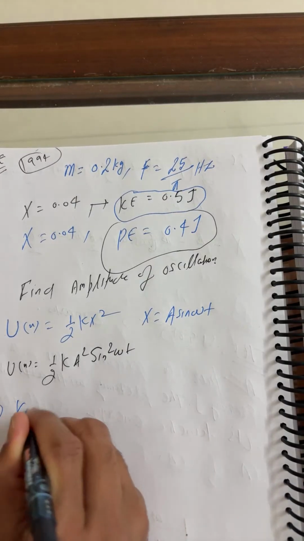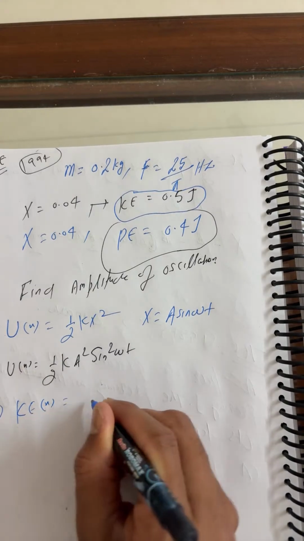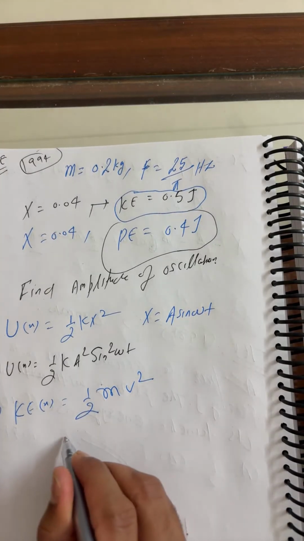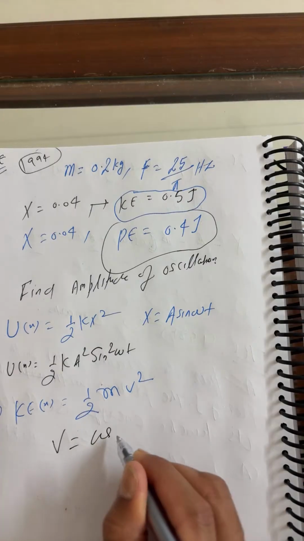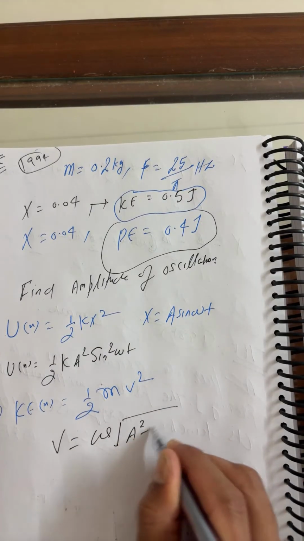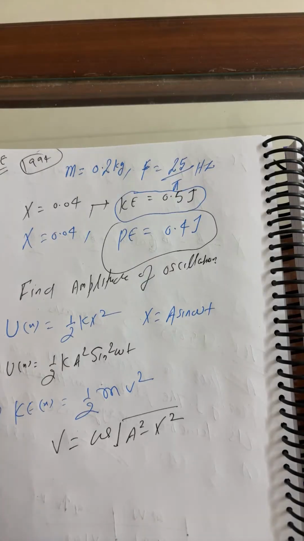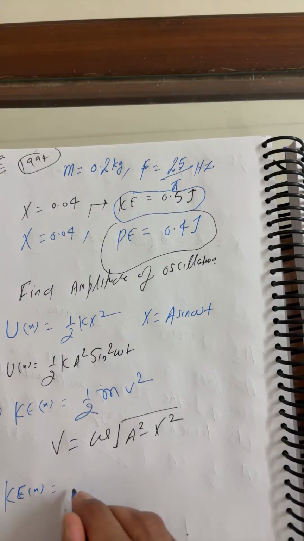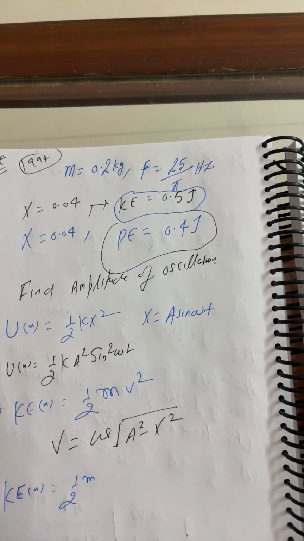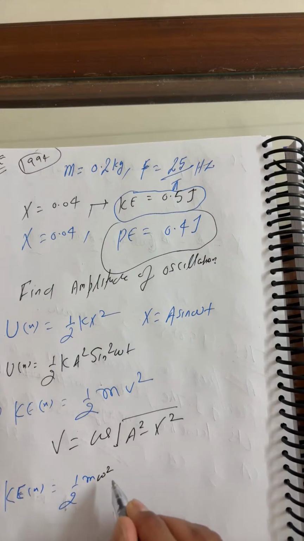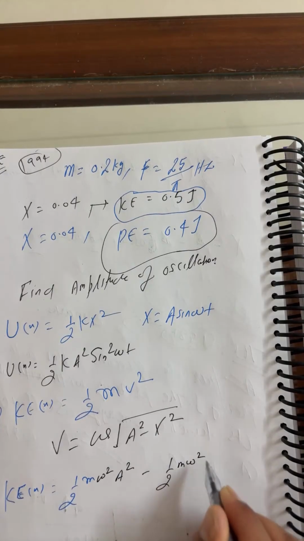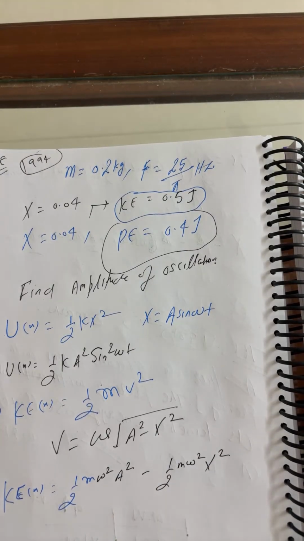Next, I'm going to write kinetic energy as a function of x. First, I'll write the kinetic energy formula, half m v square. If you remember, the velocity of a particle in SHM, v, is omega root of A square minus x square. So I'll put this value over here. Kinetic energy as a function of x, I can write half m into the entire whole square. So this is half m omega square A square minus half m omega square x square, right?